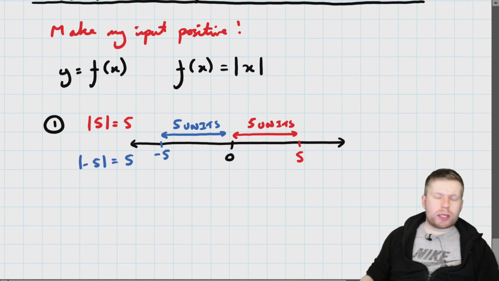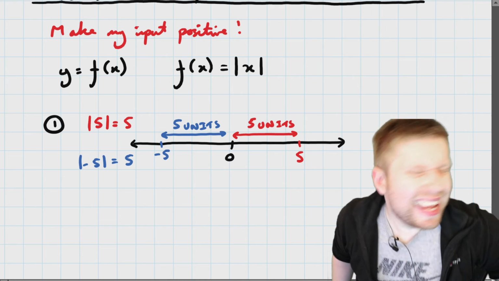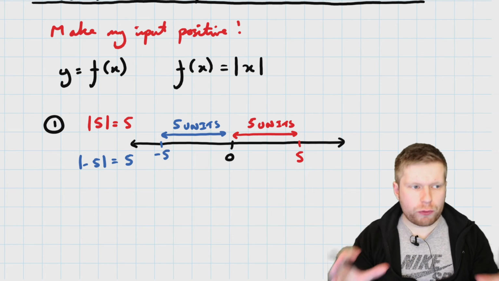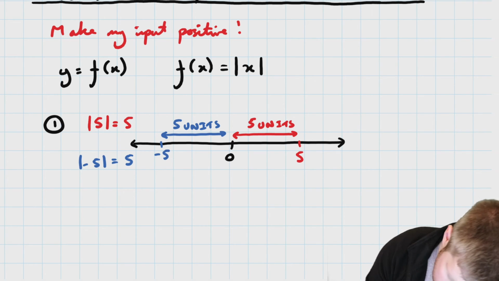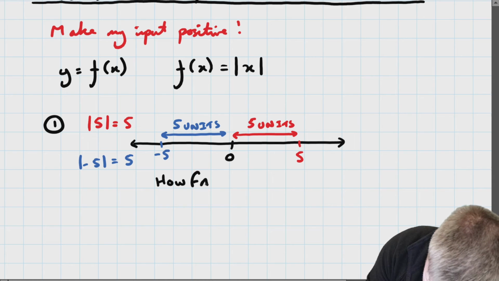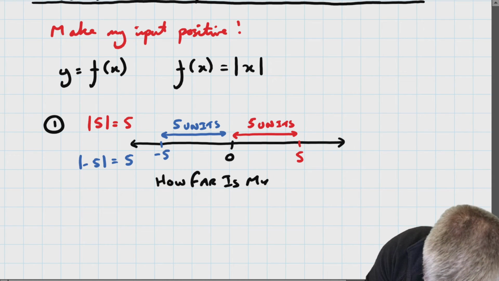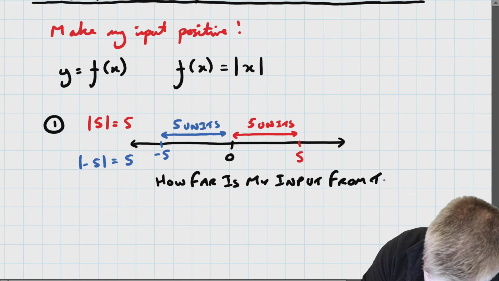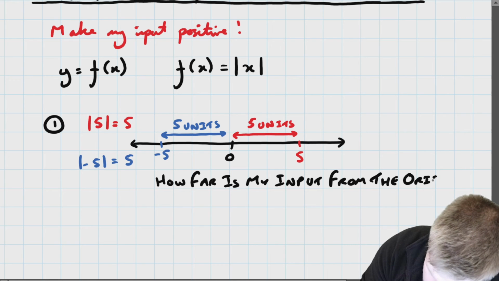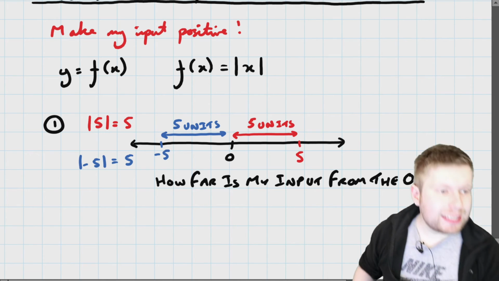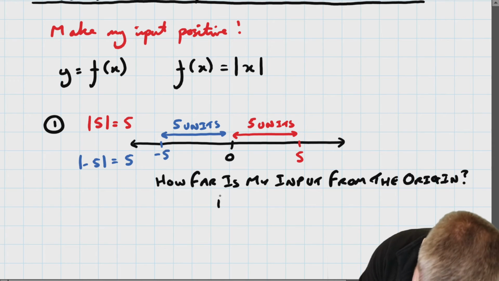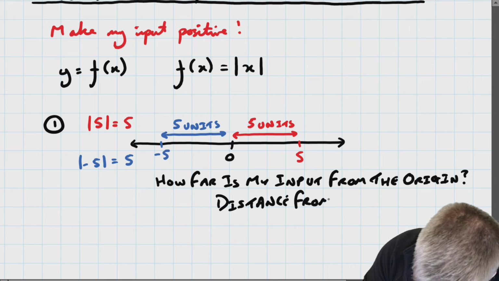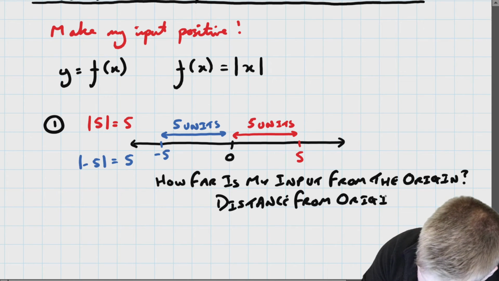So the first way that I want you to think about defining the absolute value function is, yes, make my input positive, okay? But what it literally means from a graphical point of view or a visual point of view is it's simply asking the question, how far is my input from the origin? Okay? So the way which I want you to think of this is as distance, okay? It's just simply a distance from the origin. Or a starting position, okay?